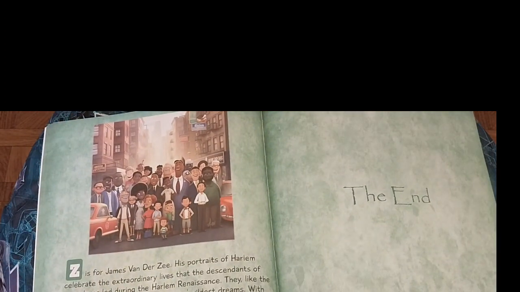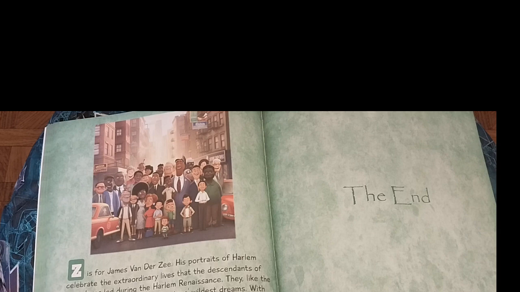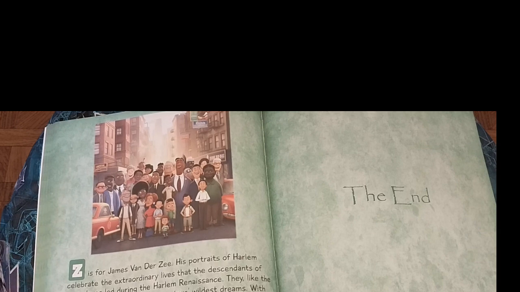Z is for James Van Der Zee. His portraits of Harlem celebrate the extraordinary lives that the descendants of former slaves led during the Harlem Renaissance. They, like the children of today, are their ancestors' wildest dreams. With each generation, the experiences and aspirations of African Americans in the United States grow. The end.